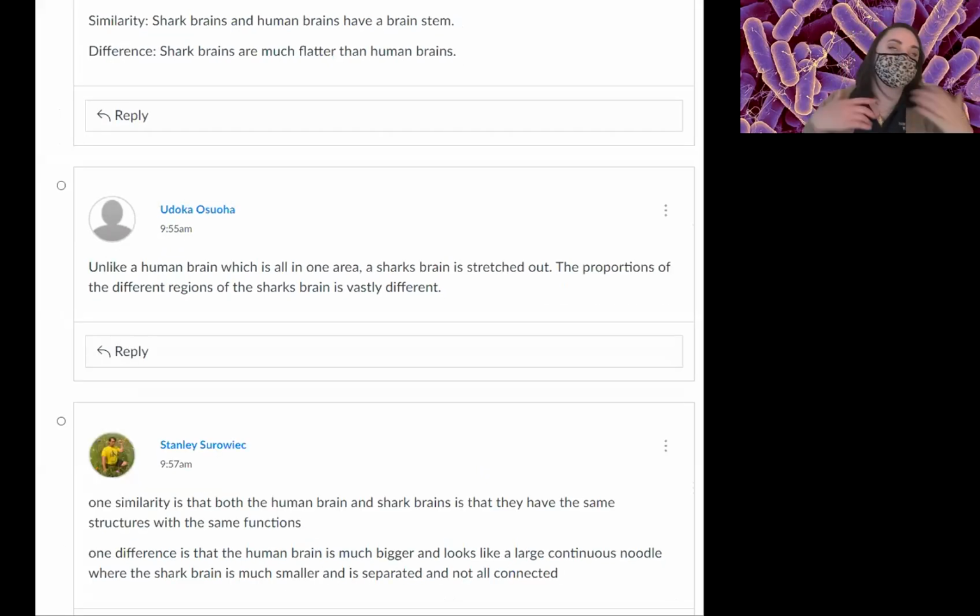So we want to keep in mind as we move forward, though a lot of the structures are the same, there are also structures in a shark and in their brain that are unique to the shark that we do not have. So we want to just keep that in the front of our mind.